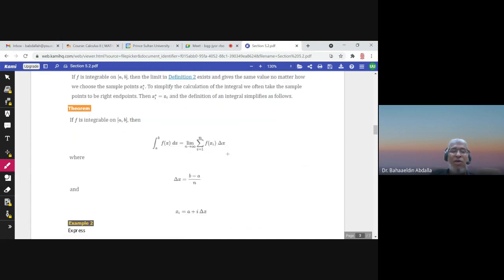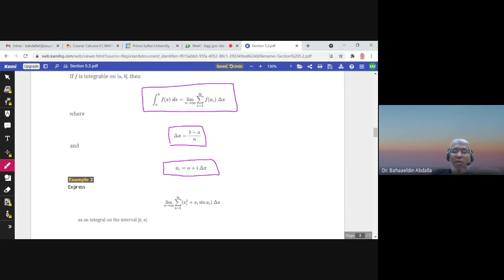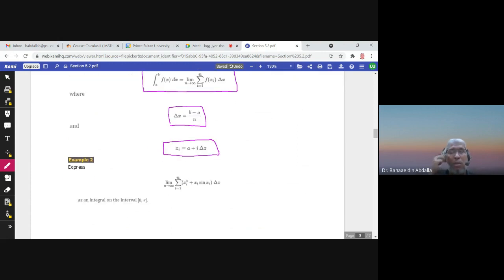And that's why we will always choose the right endpoints, because the definite integral will give you the same answer, even if it is left or any other sample points. So this would be the definition of the definite integral. Limit, this is the area using the right endpoints, where delta x as usual is (b minus a) over n, and xi, as we know, is a plus i delta x.